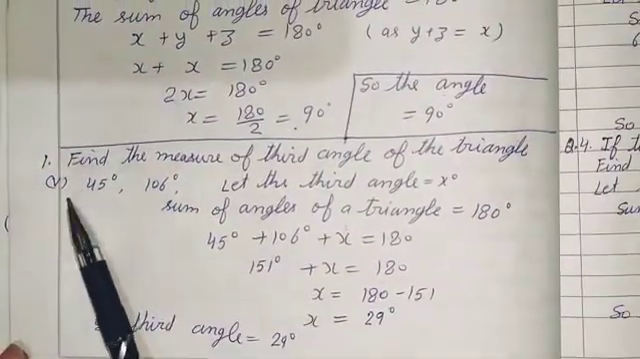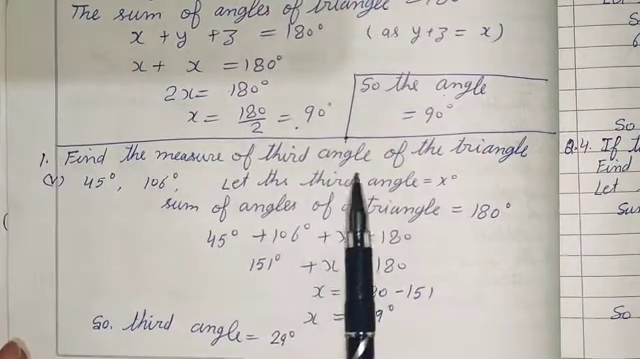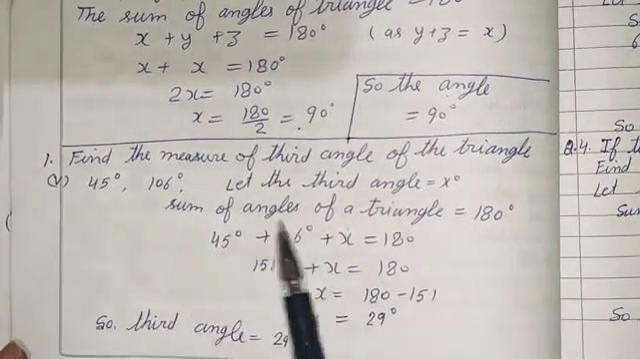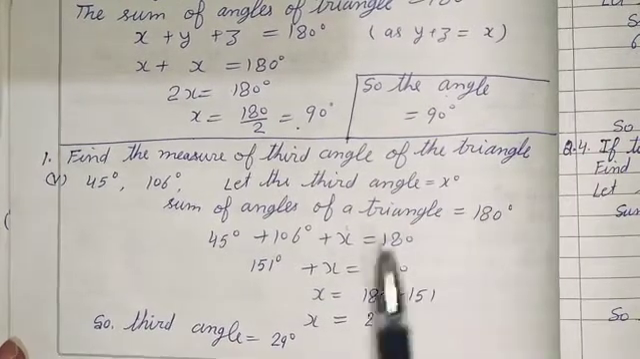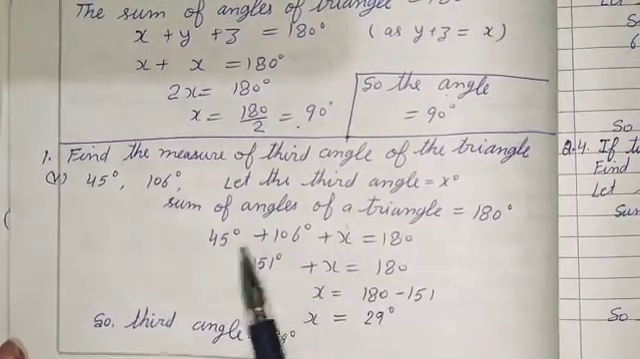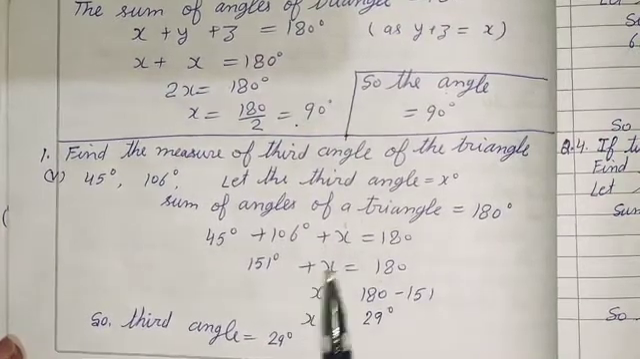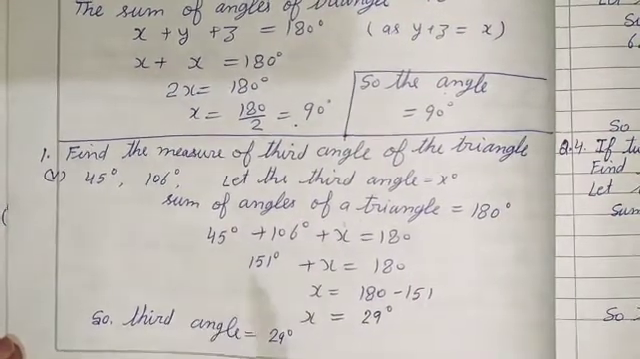First question, fifth part. We have to find the measure of the third angle of the triangle. Two angles are given here: 45 and 106 degrees. We will use the angle sum property and let the third angle be x. According to the angle sum property, 45 plus 106 plus x equals 180, x equals 29 degrees. So with the help of the angle sum property, we find the third angle.